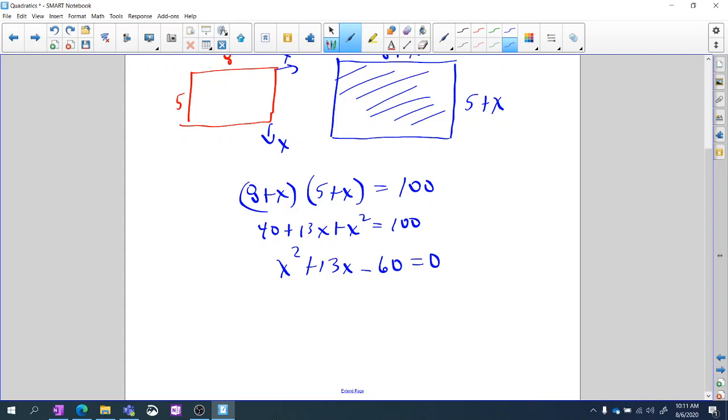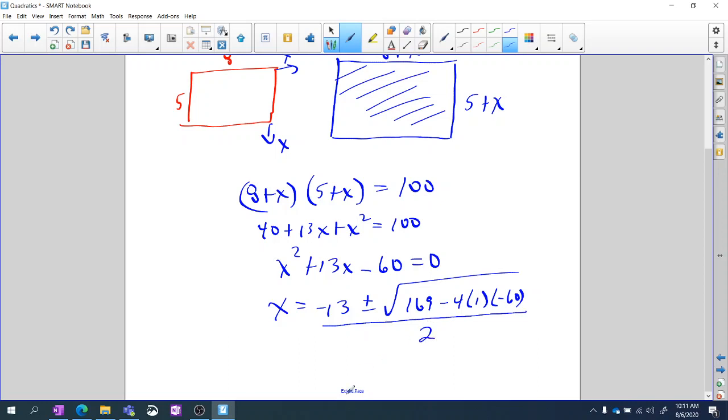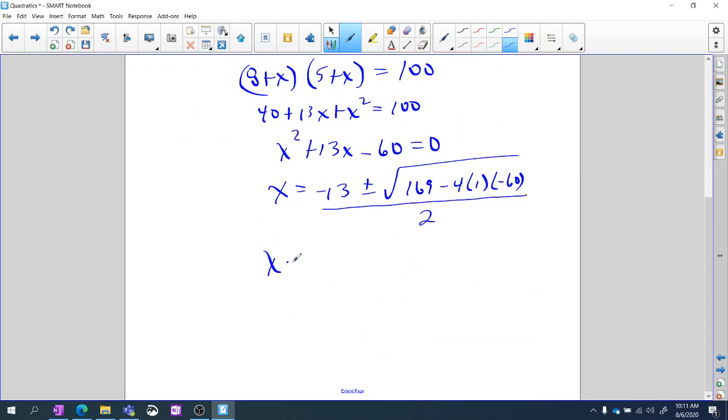10 and 6, 12 and 5. Doesn't look like it's going to factor. So x equals negative b plus or minus the square root of b squared minus 4ac, everything divided by twice a. x equals negative 13 plus or minus. Do a calculation here again.